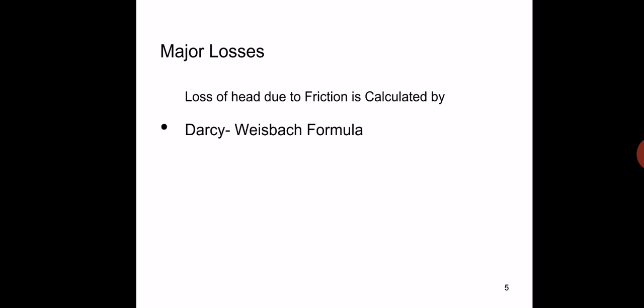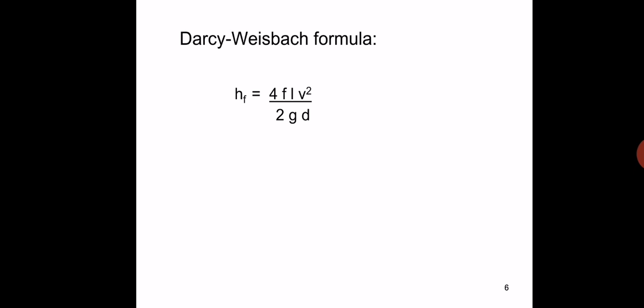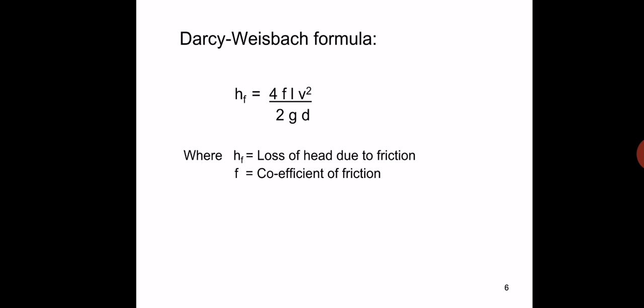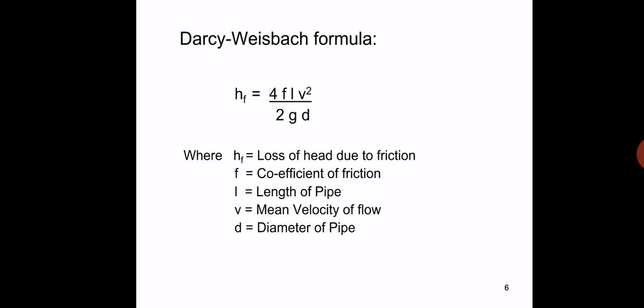These losses are calculated by the Darcy-Weisbach equation. That is an empirical formula. hf is equal to 4 f L V squared by 2 g D. Here hf is the loss of head due to friction, f is the coefficient of friction, L is the length of the pipe, V is the mean velocity of the flow, and D is the diameter of the pipe.